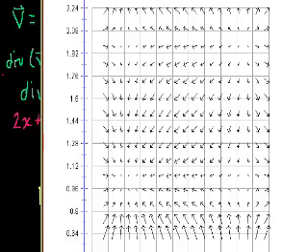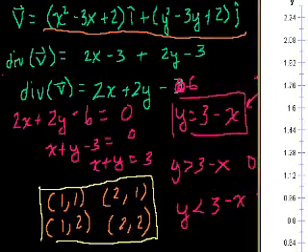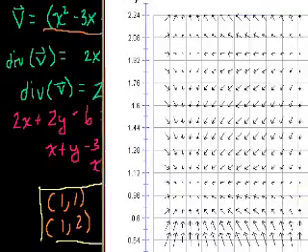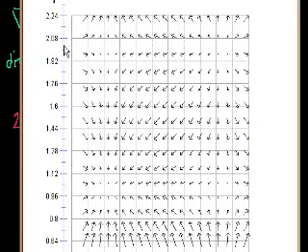Well, the divergence equals 0 along the line y is equal to 3 minus x. So the line y is equal to 3 minus x starts, the y-intercept is going to be 3, and it's going to come down like this. Right? So at any point on that line, the divergence is 0.